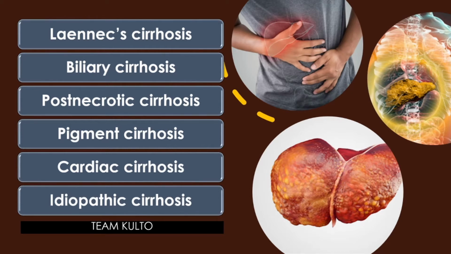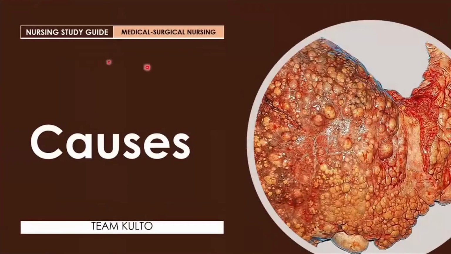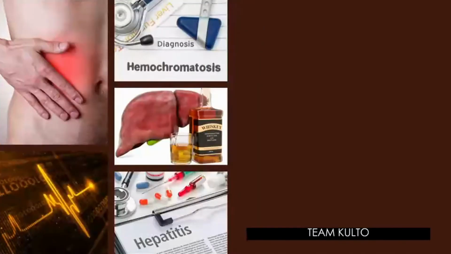Unknown etiology po ang ito, ang idiopathic cirrhosis. So once again, these are your classifications of your liver cirrhosis. Dito na tayo, ano nga ba ang sanhi ng iyong liver cirrhosis? Aaralin natin yan isa-isa. Now, the different types of cirrhosis have different causes.